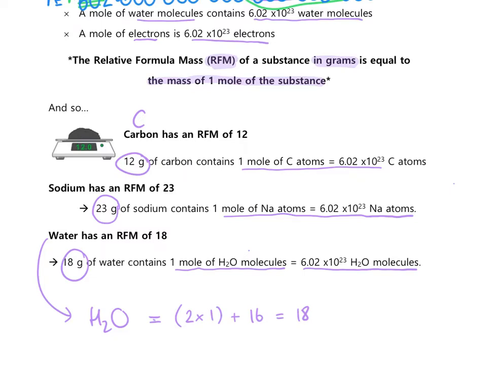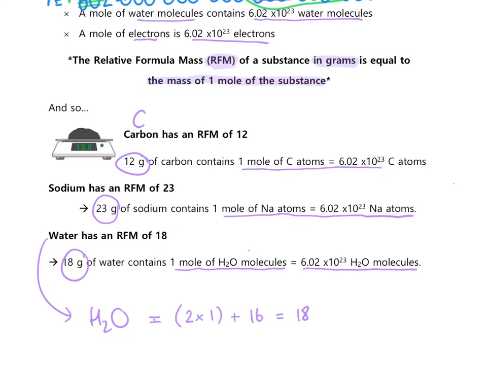So if you're really bored today, get out a set of scales at home that you might use for baking, for example. Put a glass on it, zero the scale, and measure out until you have 18 grams of water. And you can say that in that glass you have a mole of water molecules, which is quite cool, I think anyway.